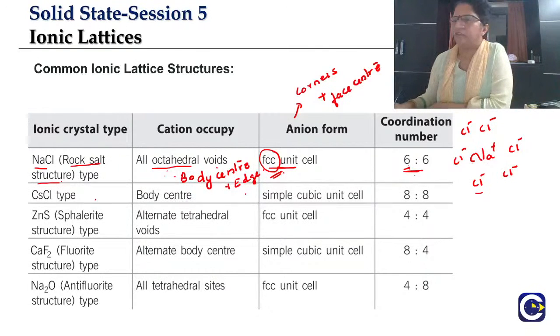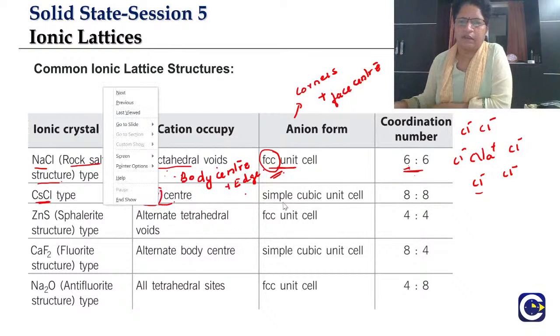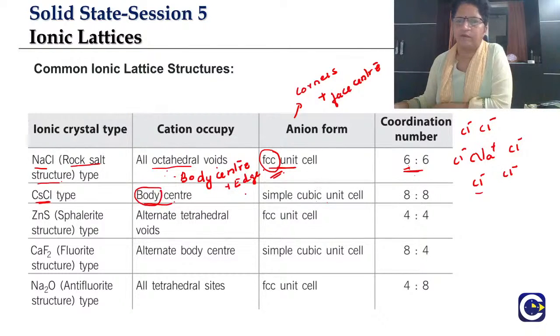Then if we go for cesium chloride, because some part of it is interrelated to our previous topics, cesium chloride type is body centered. We call it the BCC crystal structure. The cations are present at the center of the body, and the anions would be a simple cubic unit cell, in the sense they are present at the corners. Where are the anions present? They are present at the corners.